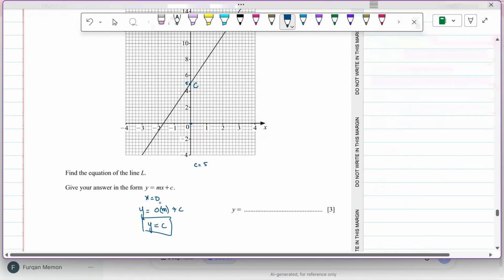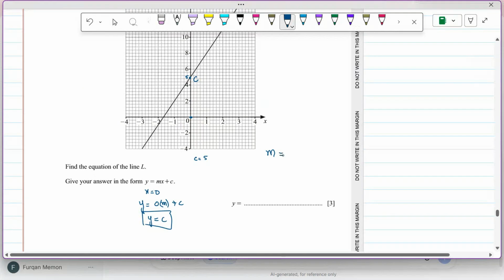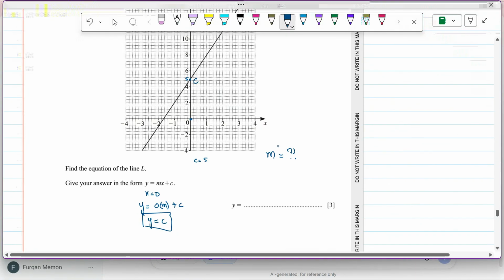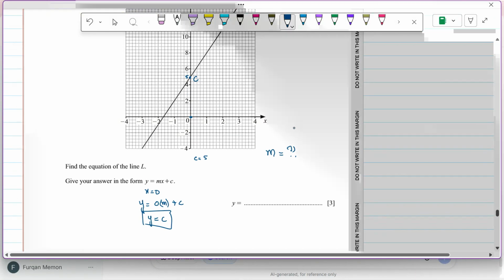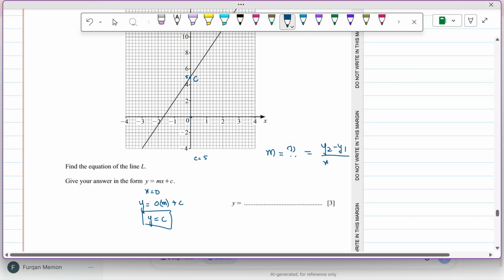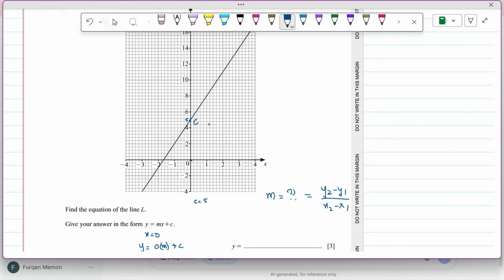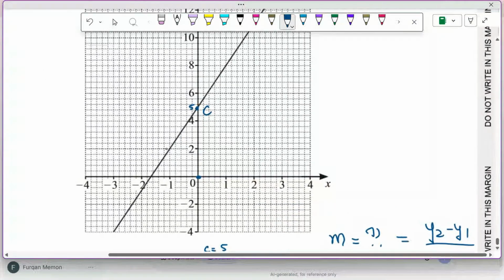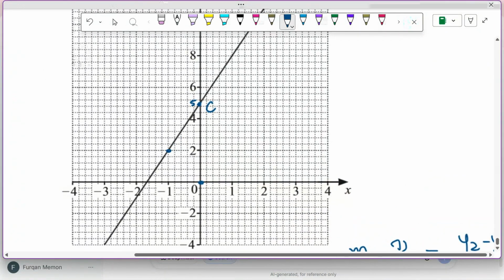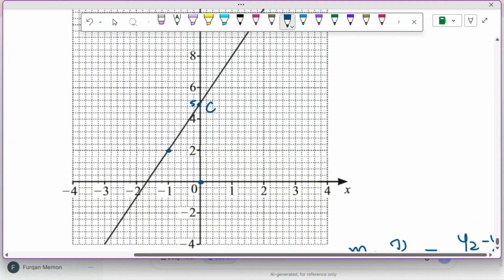Now we need to find the value of the slope m. To calculate the slope, the formula is y2 minus y1 over x2 minus x1. If we find two points on the line, then we can find the slope. So first we take this point, because we have the x coordinate -1 and y coordinate 2. So this point is (-1, 2).